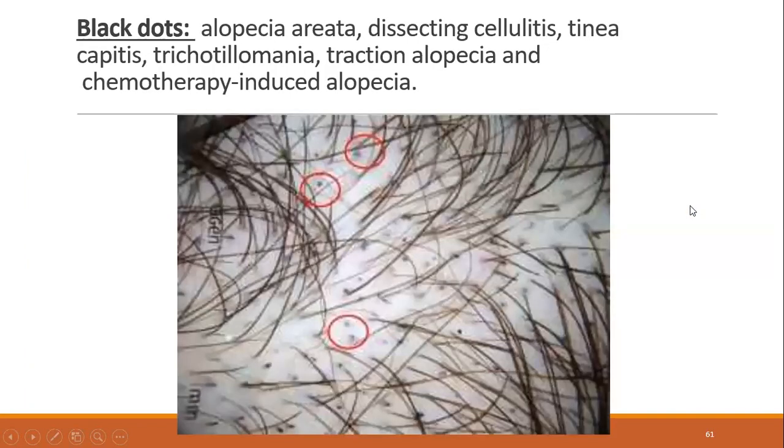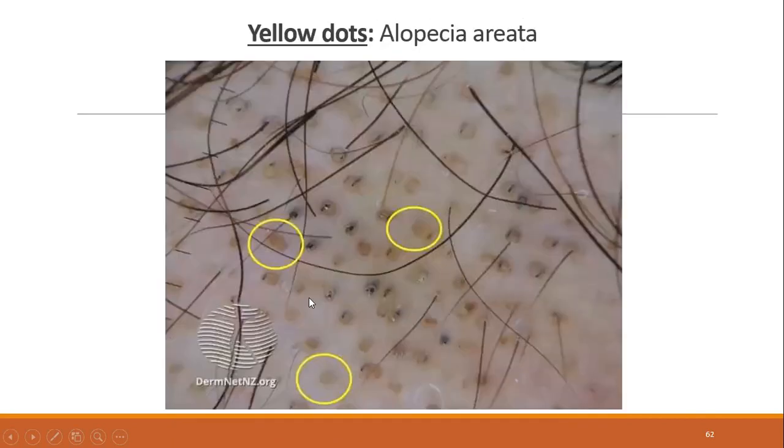Black dots. In alopecia areata, dissecting cellulitis, tinea capitis, trichotillomania, traction alopecia, or chemotherapy-induced alopecia, all will be associated with these black dots at the hair follicles. Yellow dots at the follicle are mainly seen in alopecia areata.